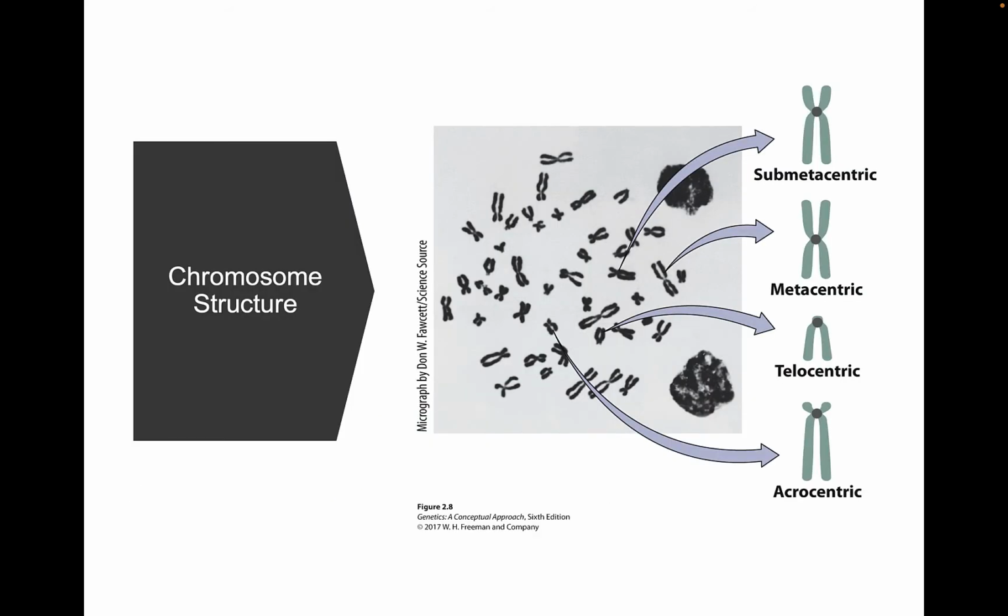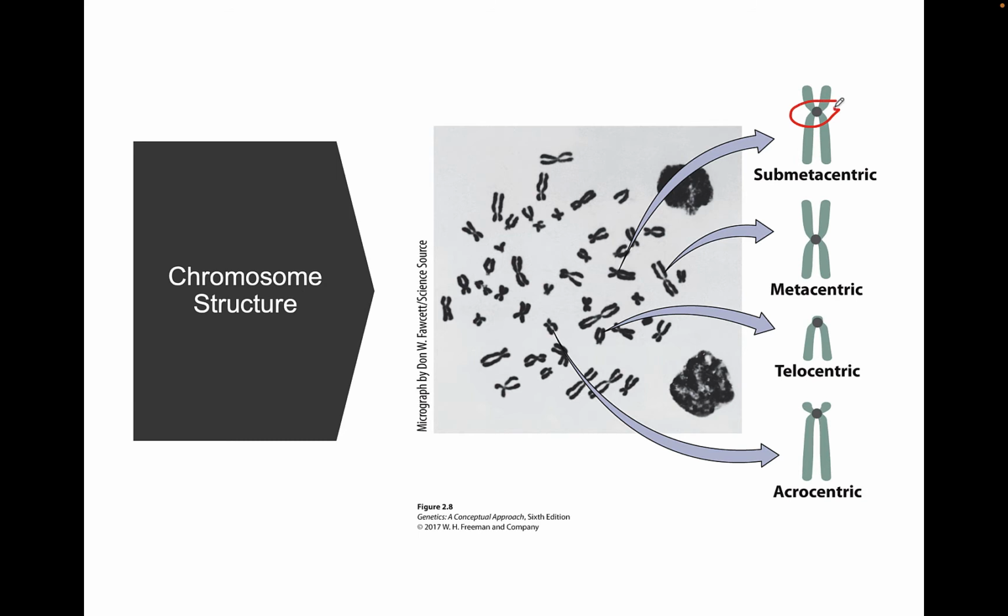So back to the chromosome structure, you have four major types: submetacentric, metacentric, telocentric, and acrocentric. To give you a succinct explanation of how to identify the differences in chromosome structure, look at the placement of the centromere. The placement of the centromere is here. You'll see that the placement of the centromere differs for each type.